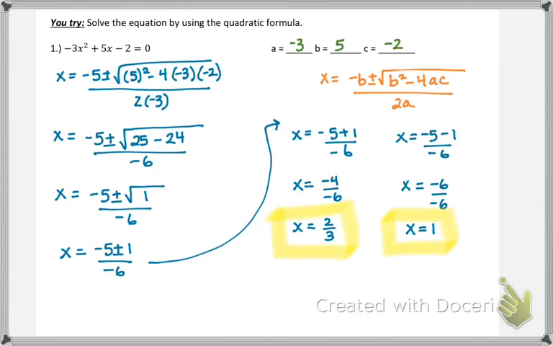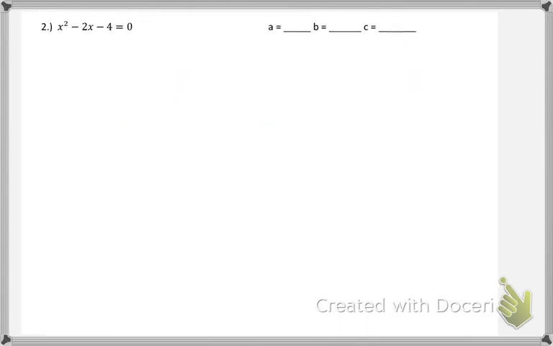Okay, the next one, number 2, I'd like us to do together because that's a little tricky. We'll do that one together and I'll let you try 3 on your own. So the equation is already set equal to 0, I can identify my a, b, and c. So a is 1, b is -2, c is -4.